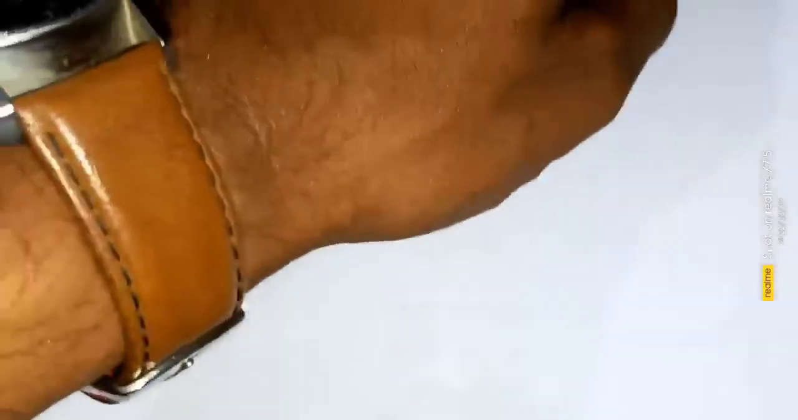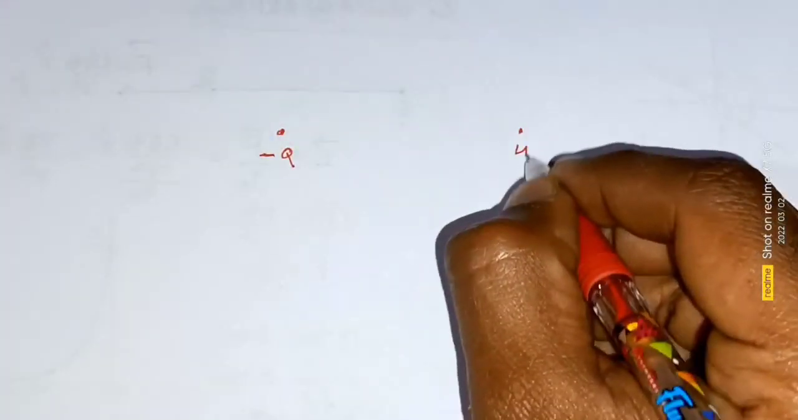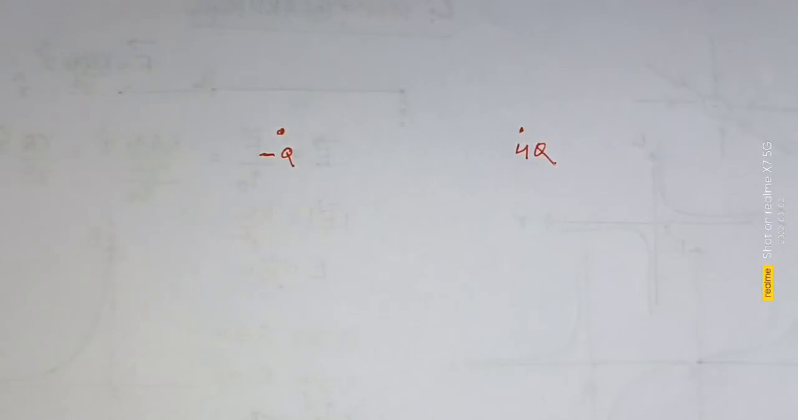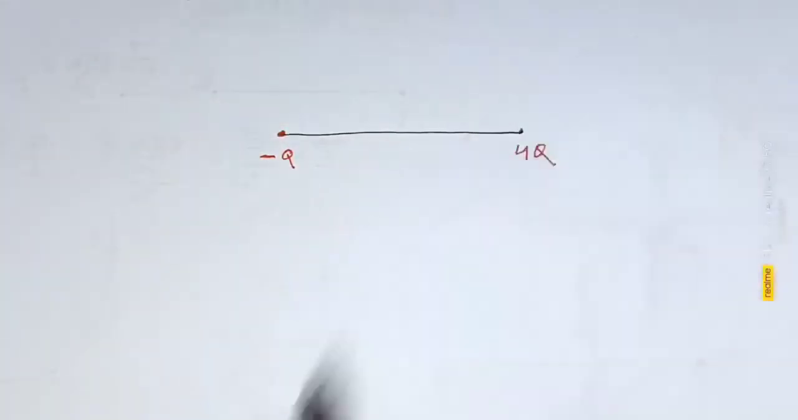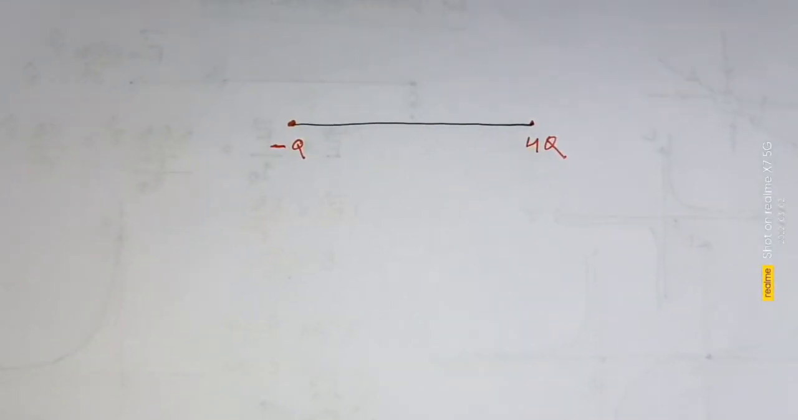You have to observe these things very carefully. Suppose two charges of different polarity as well as different magnitude have been given in the question. It means the scenario is this: minus Q and 4Q, and the question is asking to find the electric field versus r graph.